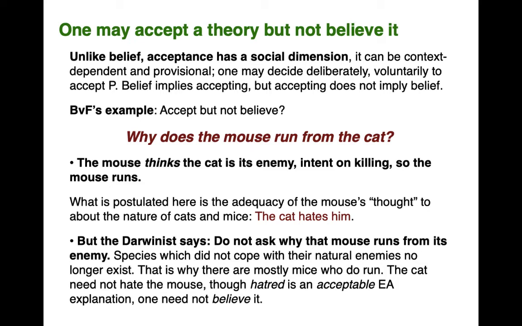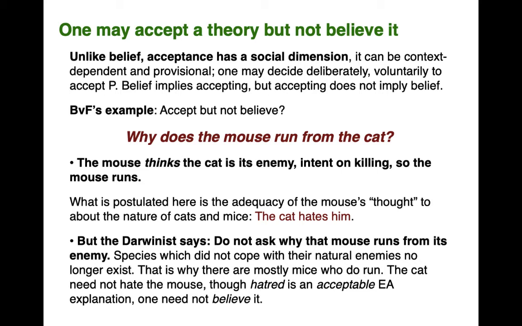But is it true? I mean, we can accept that explanation. It accounts for what we observe. The Darwinists would say, no, don't ask why the mouse runs from its enemy. Species, mice, which did not cope with their natural enemies no longer exist because they didn't leave offspring. That's why there are mostly mice who do run. The cat doesn't need to hate the mouse. Though hatred is an acceptable, empirically adequate explanation, you don't need to believe it.